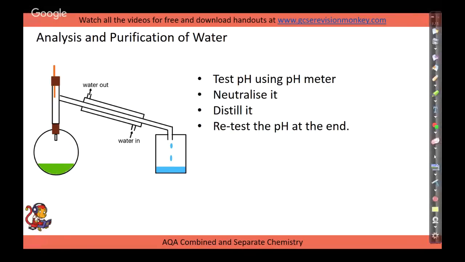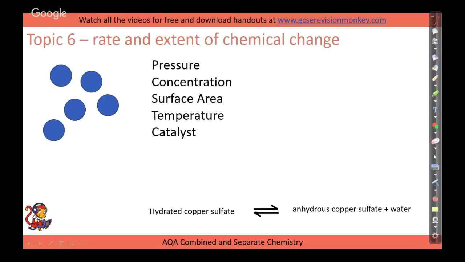So that's the required practicals done: chromatography, rates of reaction, and distillation. Now I'm going to go through a few of the key areas that will come up in each of the chapters in your exam tomorrow.